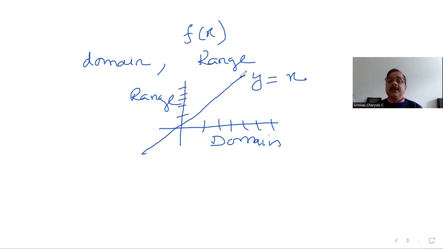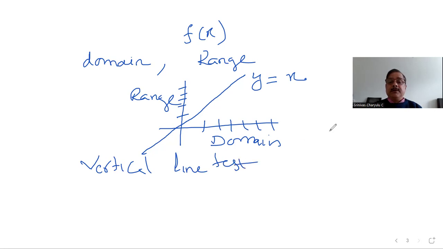Again, is this function continuous or not? How to see? You can see clearly it will go to infinity on both sides without any break. So this is a continuous function. There is a simple test to check whether a function is continuous or not. That is called the vertical line test.